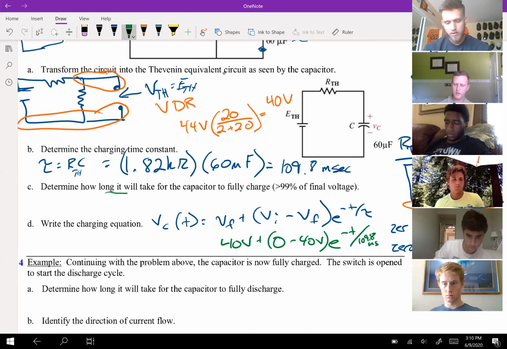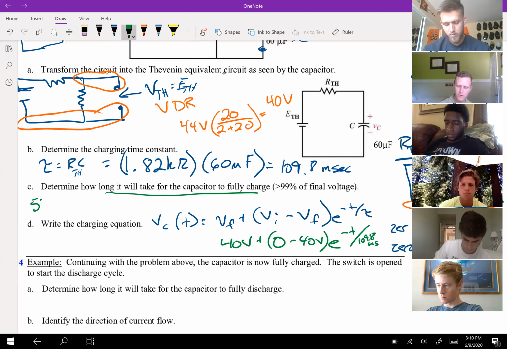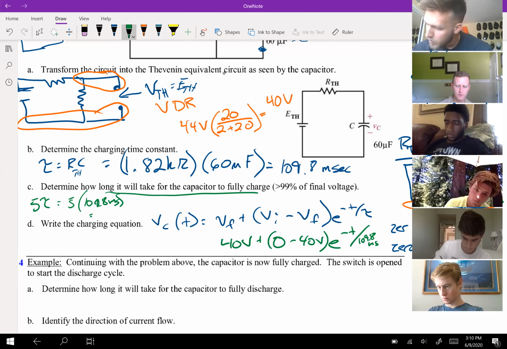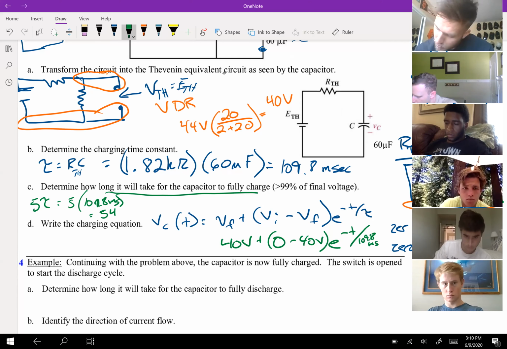How long will it take for it to fully charge? Well, we said full charge is 5 tau. So 5 times 109.8 milliseconds, and that is 549 milliseconds.